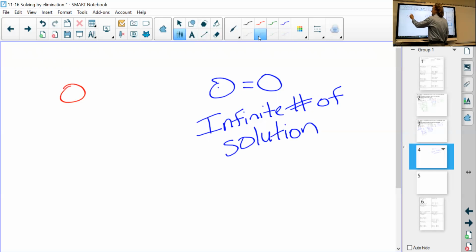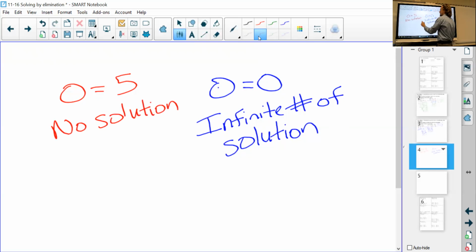Okay? If you ended up with, and you won't see it today, we'll see it tomorrow. If you eliminate and you're left with 0 equals some number, doesn't matter what that some number is, if it's anything other than 0, then you would have an answer of no solution. Because the x and y would cancel out, which means they're parallel to begin with. The only difference is the y-intercept. So that would be no solution. So there's your special cases. You'll see more of that later on. Okay, ask questions if you need to.